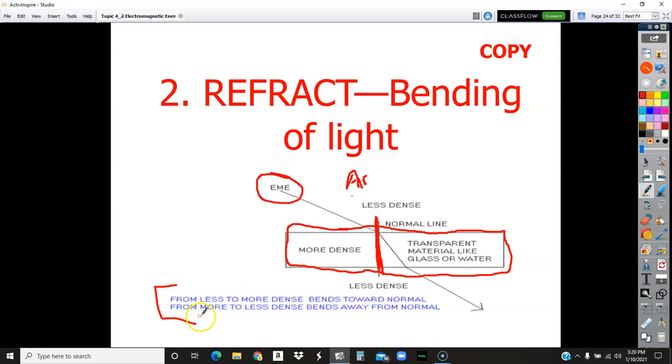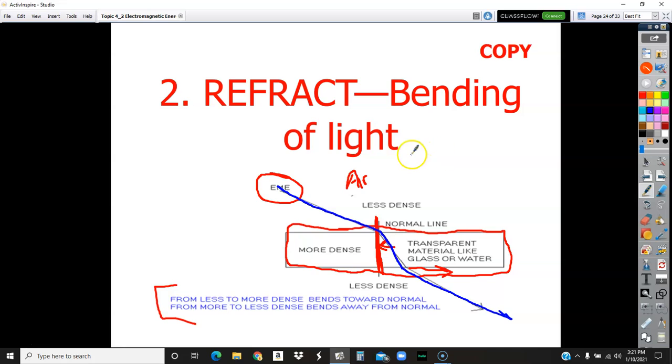Then, if you see down here again, it says from more to less, it bends away. So it does the opposite. So it's going to come from air. It hits the glass or hits the water. It bends toward the normal. So it bent this way, toward the left. Then after it goes through the water or through the glass, it bends back to the right and goes back away from the normal. And so you get this little zigzag. If I use a blue color, it started this way, and then it bent toward the normal, and then it bent away from the normal. And it makes a little zigzag.